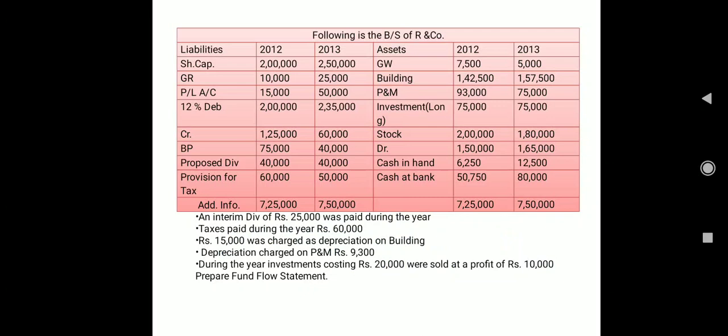And then we have, during the year, an investment costing rupees 20,000 sold at a profit of rupees 10,000. So the investment which we have sold cost 20,000, but we have sold it at a profit of rupees 10,000. That means total sales value is 30,000. And again, if you remember from the starting notes of this chapter, profit on sale of fixed assets or long-term assets is treated as a non-operating income or gain. So this 10,000 is going to be our non-operating income or gain.